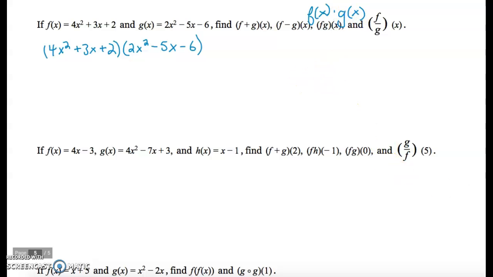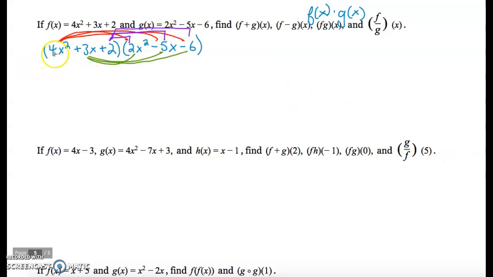Okay. All right, so I'm going to use some different colors. For my first one, I'm going to do my first term times every piece in my second expression. Then I'll do my second term times every piece. And then I'll do my last term times every piece. Okay, and I'll try to keep my colors straight.